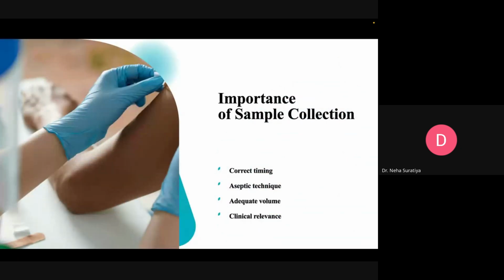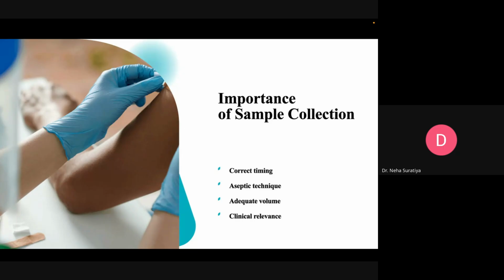Now, what is the importance of sample collection, guys? Because one single mistake in the sample collection can lead to a whole different report, right? So I want you to remember this line: wrong sample is equal to wrong report, and wrong report means wrong treatment further. And trust me, guys, when I say this is happening in the world. This is happening in daily scenarios.